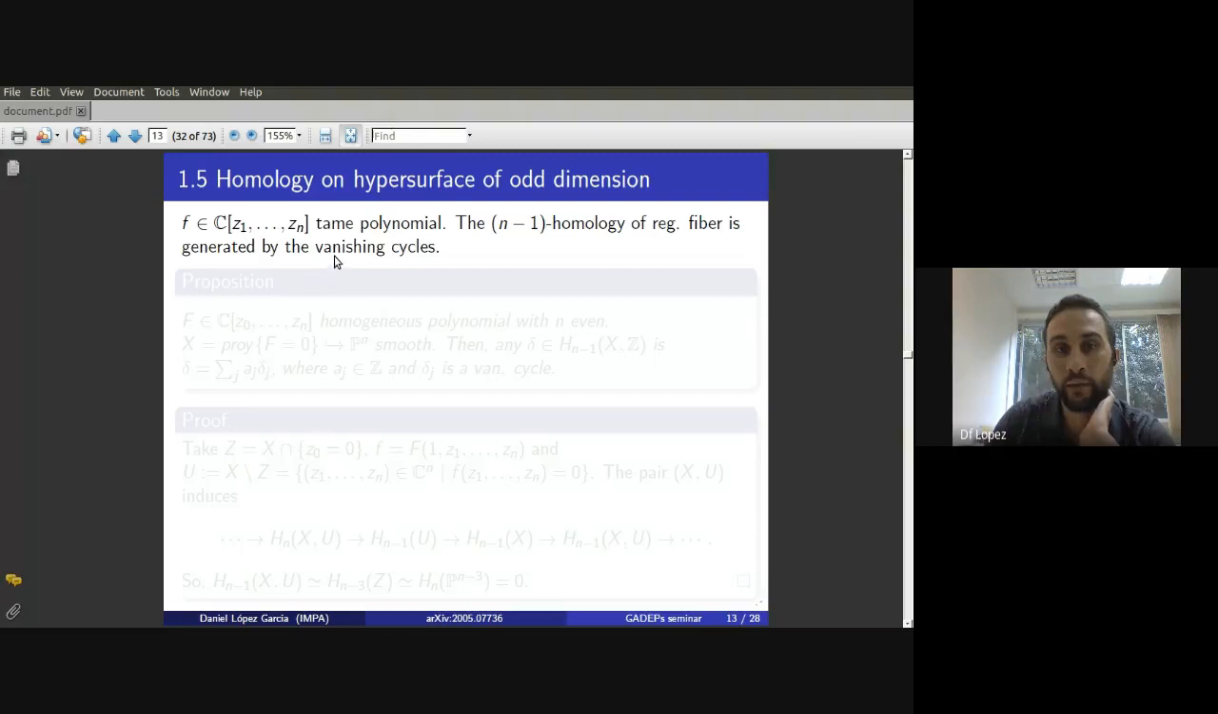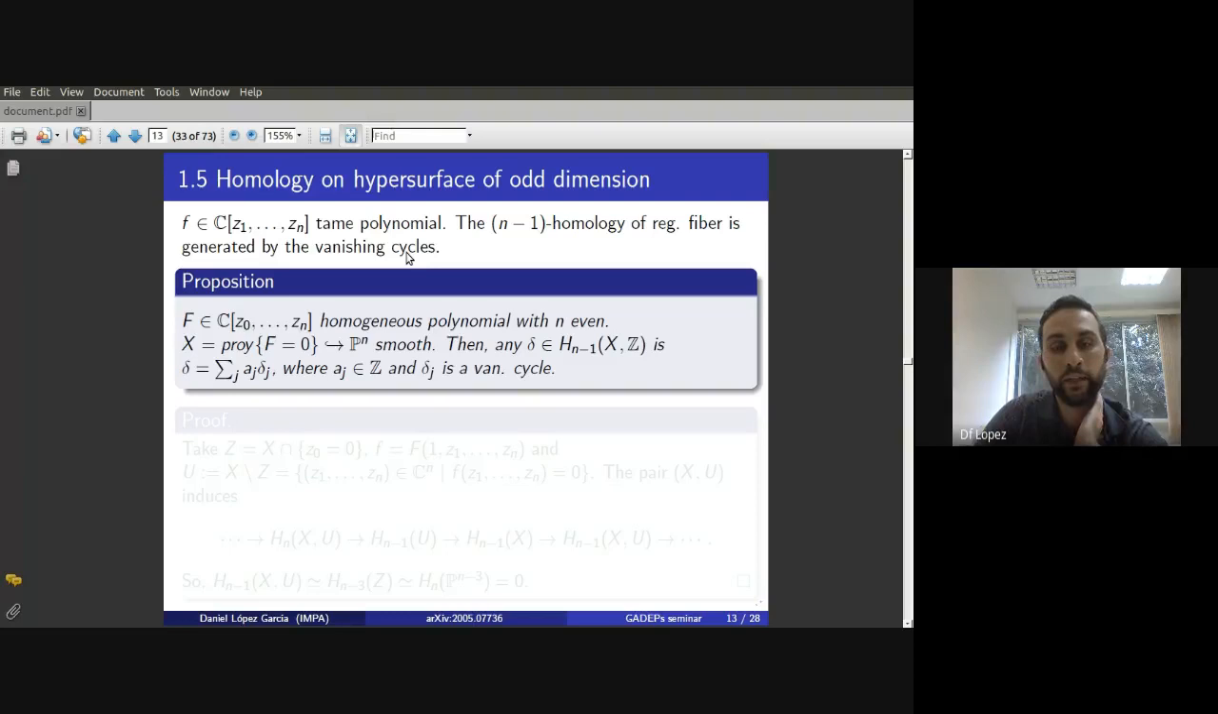So now the result that I said before is this. If we consider a homogeneous polynomial F, capital F, with variables c0, ..., cn, with n even, and we consider the variety given by this polynomial in P^n, and we suppose that this is smooth, a manifold, then any (n-1) cycle here with integer coefficients is a finite sum, where these coefficients a_j are integer numbers and these delta_j are vanishing cycles. Consequently, this is supported in a sum of Lagrangian spheres.